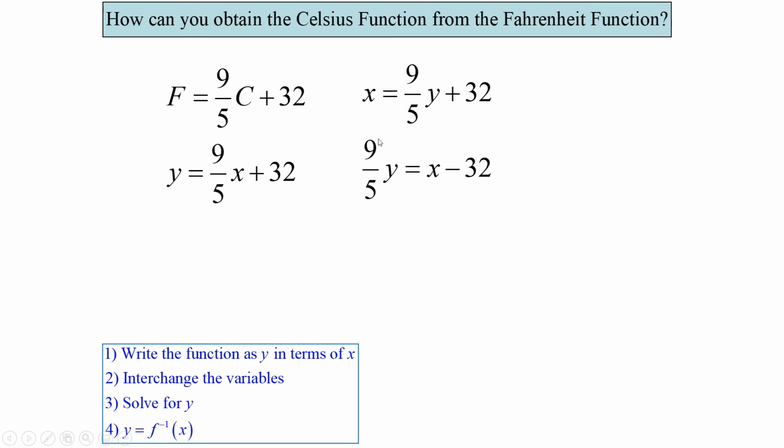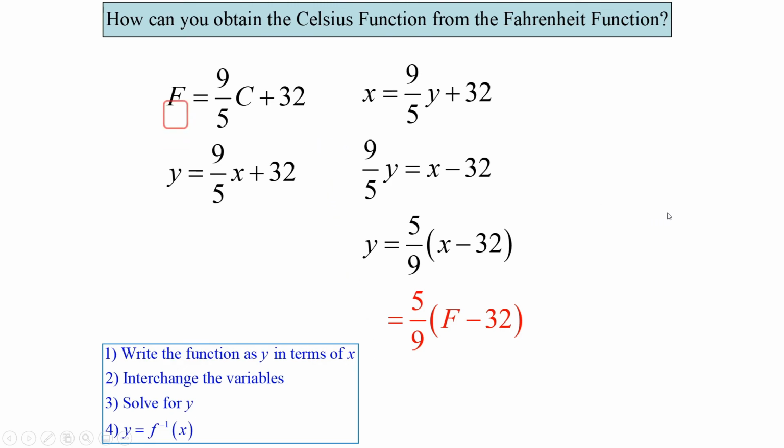So we have to get rid of this multiplication by 9/5. Can I just multiply both sides by the reciprocal of 9/5, which would be, what, 5/9? So 5/9 times 9/5 of y is y. And then I've got to take this side and multiply by 5/9. There it is right there. So y equals 5/9 times the quantity x minus 32. And what does y equal? F inverse of x. So F inverse of x, or our Celsius function, equals 5/9 times the quantity F minus 32. And there we go.